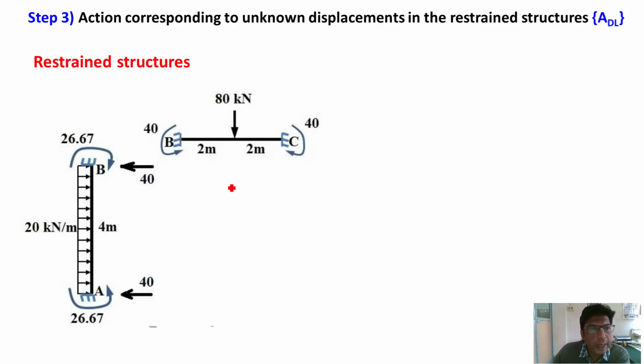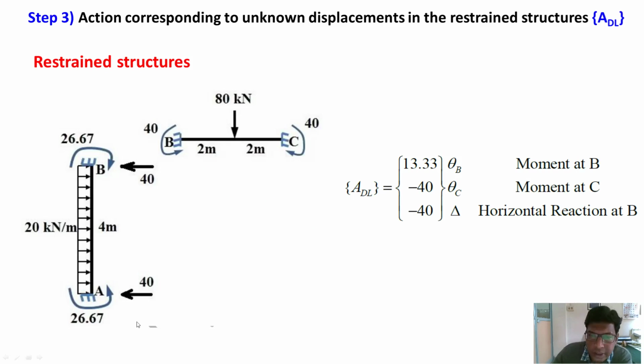Now we have to write down ADL matrix. We know that again there will be three elements in ADL matrix, that is action corresponding to unknown displacement in the restraint structure. First kinematic unknown is theta b, corresponding action is moment at B. What is the moment at B? It is minus 26.67 in column and plus 40 in beam. Addition of these two, answer will be 13.33.